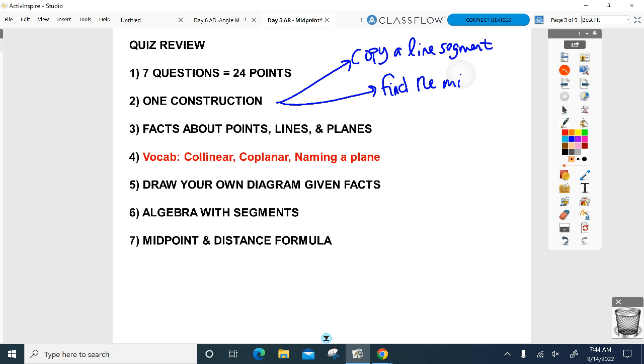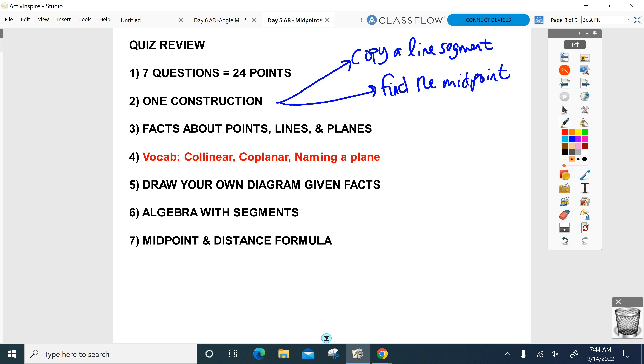I'm going to ask one or the other. To me, that should be an easy 3-point question. Copy a line segment or find the midpoint using your compass or straight edge. Points, lines, and planes. Vocab. What's collinear? I'm not going to ask you to define it, but I'm going to ask you to name 3 collinear points. And we have to know what collinear means to find 3 points. Points all on the same line. Coplanar: points or lines in the same plane.